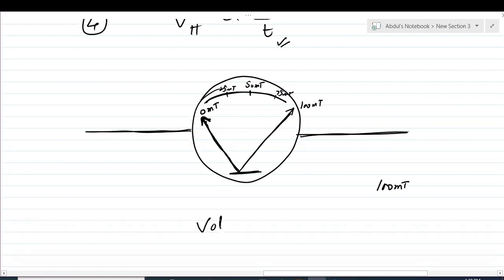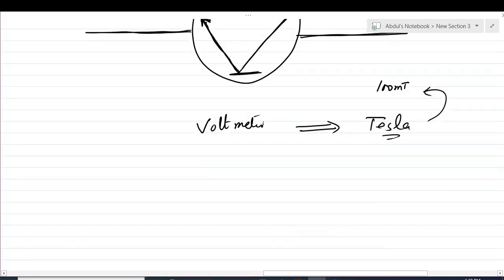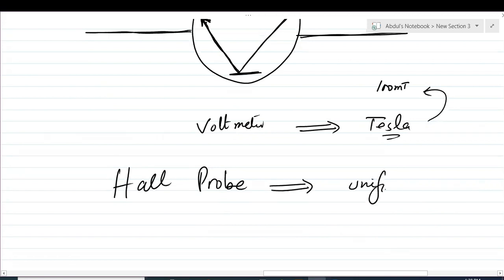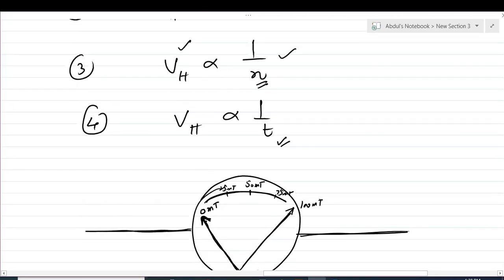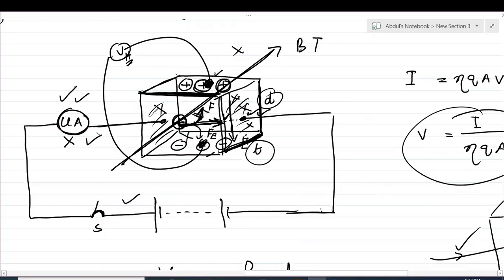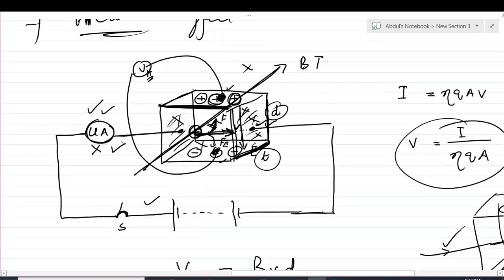So if the voltmeter is calibrated into Tesla with the help of a known magnetic field, then the whole instrument is called a Hall probe, which is used to measure uniform magnetic flux density B. If this voltmeter is calibrated into Tesla, then this device is called a Hall probe.